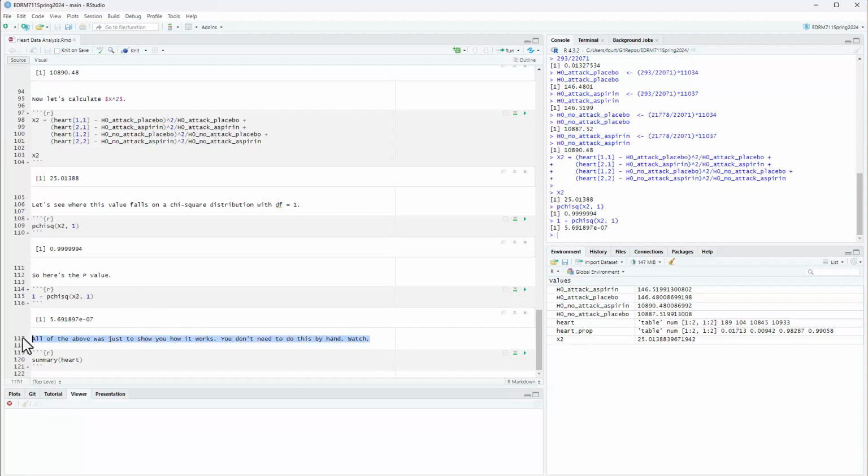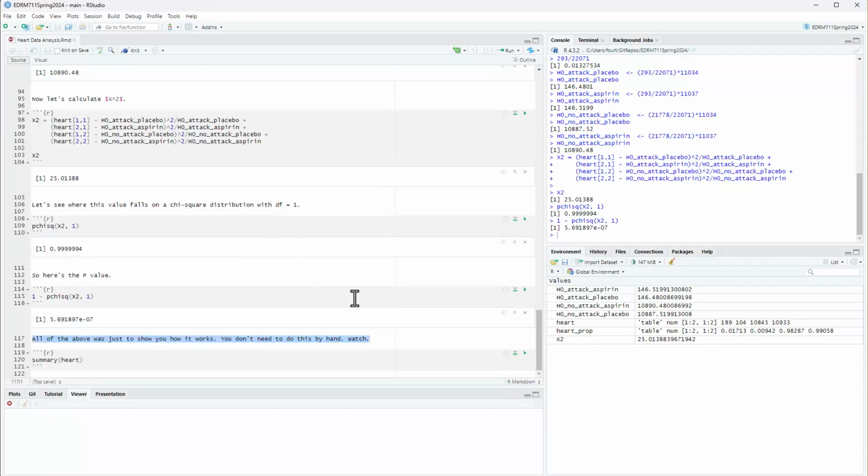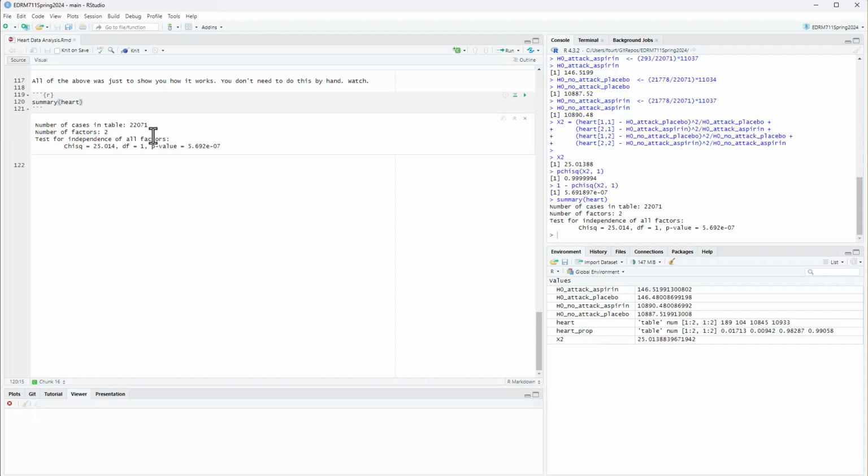Now, all of that above was just to show you how everything works. Do we need to go through all this? As you might surmise, no, we have R. R can do calculations for us. So if I put my heart table, remember I created a table called heart, and use the summary command, the same command I use for a 5-number summary, except that this is being used for a categorical variable. That is 2 categorical variables, actually, categorical condition and categorical response. Look what it gives me. It tells me what my sample size was, tells me how many different groups I had, and it gives me my x squared and tells me the p-value, the probability.